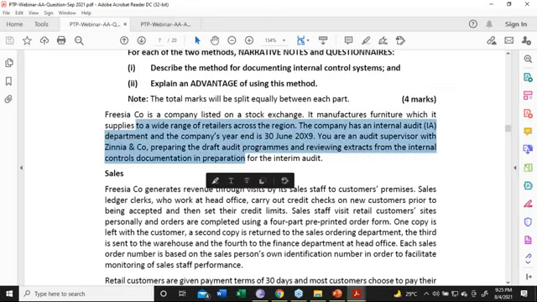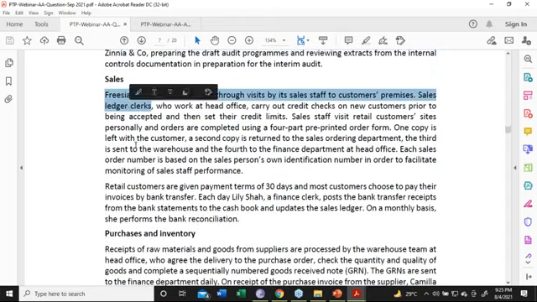I'm going to skip the first paragraph. You're not supposed to do that in the exam. Let's start from there. F company generates revenue through visits by its sales staff to customers' premises. Sales ledger clerks who work at head office carry out credit checks on new customers prior to being accepted. Okay, fine. That's a key control, that we are not blindly accepting any XYZ customer. Rather, before accepting a new customer, we are performing credit checks. That's a key control, but that's not required in the question right now. And then set up their credit limits. So that's a key control, but this is not required. I'm just trying to highlight because somebody asked me they want more practice of key controls. So I'm trying to highlight a key control over here.